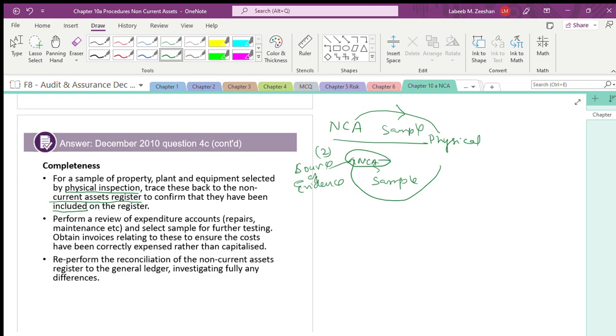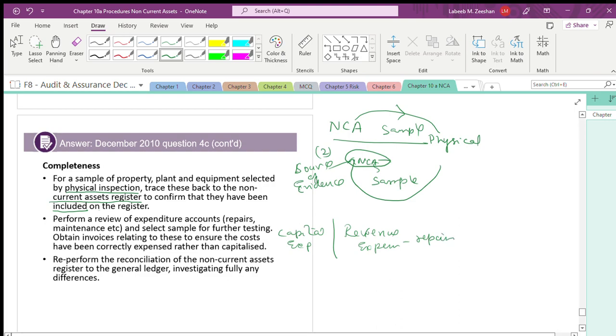Perform a review of expenditure accounts. Is it right? Now what you are doing is making a distinction between what is capital expenditure and what is revenue expenditure. Revenue expenditure is nothing but repairs, maintenance, testing. So you should make it a point to review the expenditure accounts, and select a sample for further testing. And you ensure that this cost has been expensed, expensed meaning to the profit and loss account, rather than capitalized.